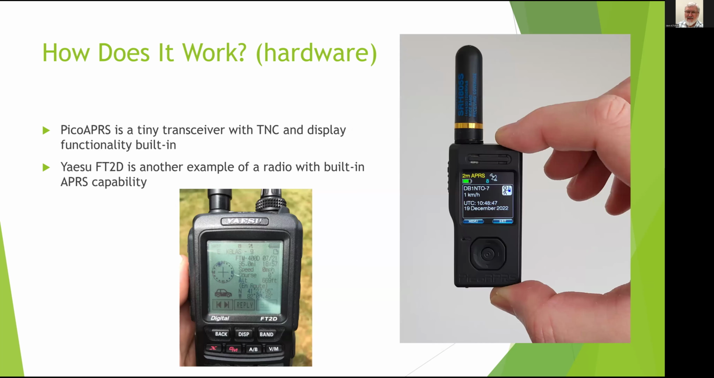This one is the Pico APRS. This is a gadget. It will literally fit in your hand, and it has the transceiver, the TNC, and the display all built into this unit. It also costs a lot of money.